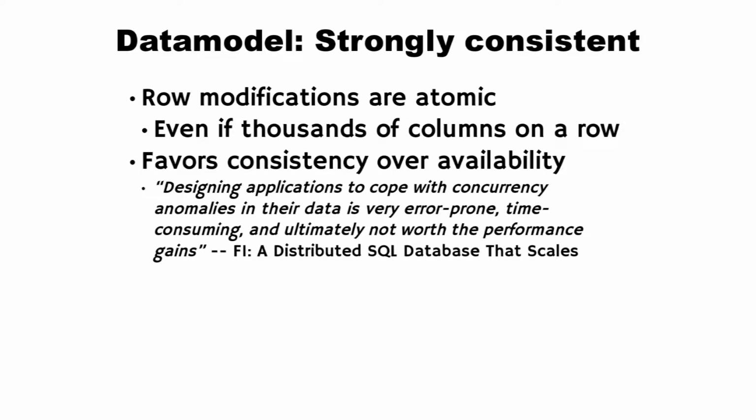HBase is strongly consistent. We favor consistency over availability. We're also atomic on a row, so that if a row is 1 million columns wide, and you update 10,000 columns, you'll either see all the updates or you won't see any of them.